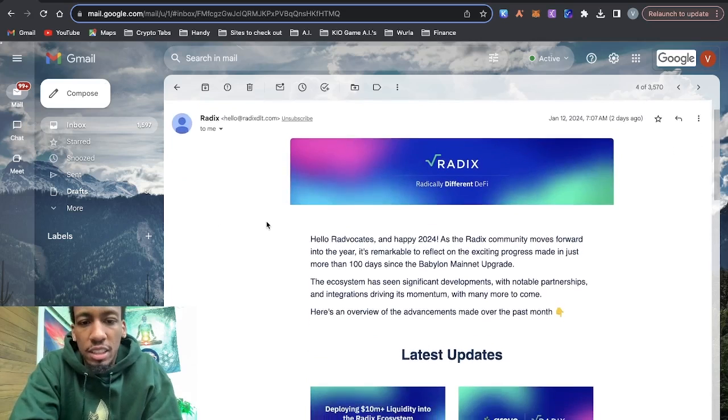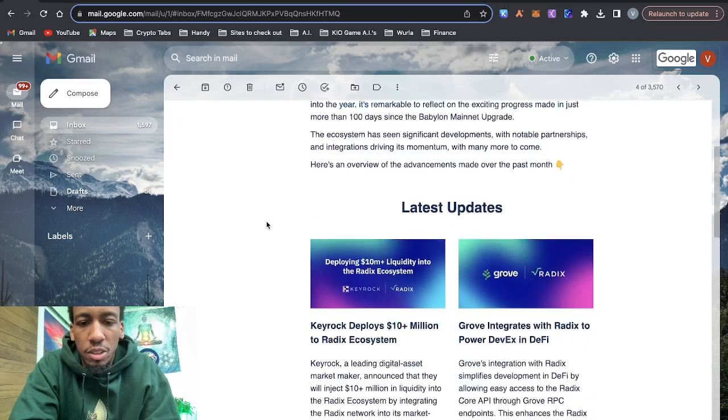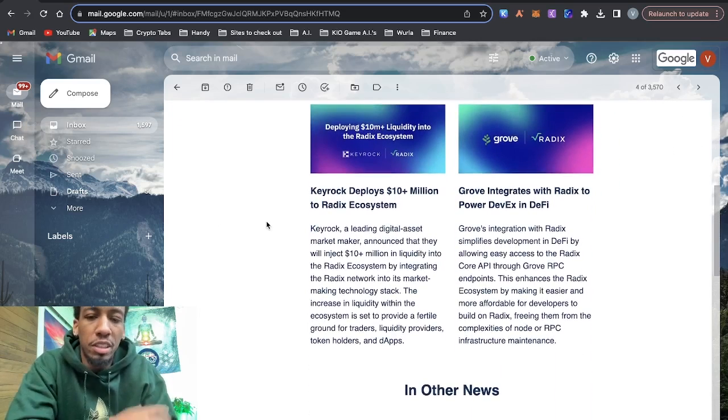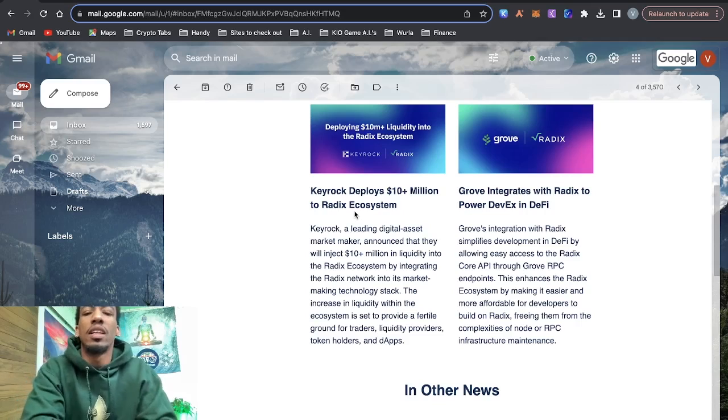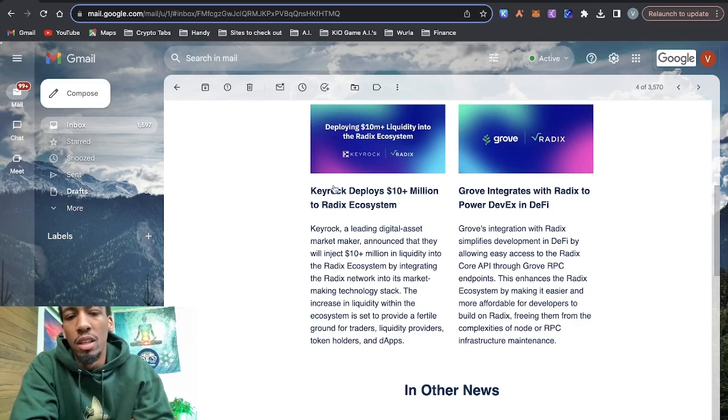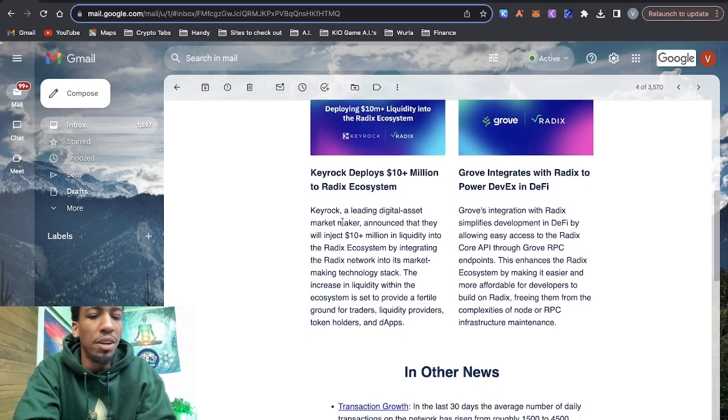So now that we've kind of explained what Radix is, let's go through some recent updates and talk about why I'm still bullish. All right, so the first thing actually came to me through an email. So, I'm subscribed to their email list, so I get updates. So one good thing is Keyrock, which is like an institutional market maker, is deploying 10 million to the Radix ecosystem. 10 million is not a lot, but their TVL is 20 million, so that can raise it up to 30.